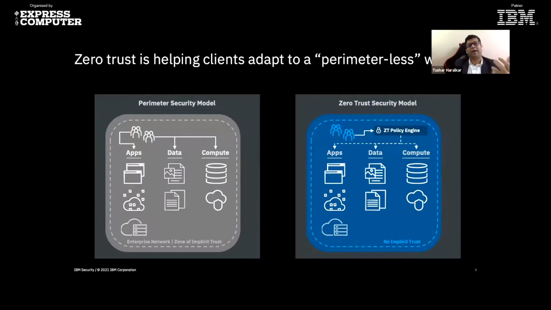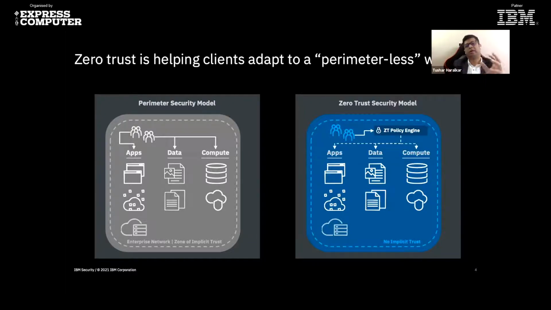Now, we help our clients adapt to a perimeter-less world because, especially after the pandemic, the data has been lying across everywhere, right? Users are accessing data from anywhere, any place, any device. Now, if you look at the traditional perimeter model that we had, for example, if I was within the IBM Office, accessing my applications or data, sitting inside the corporate firewall, obviously there will be an implicit trust through which I can go and do my job. But now things are changing.